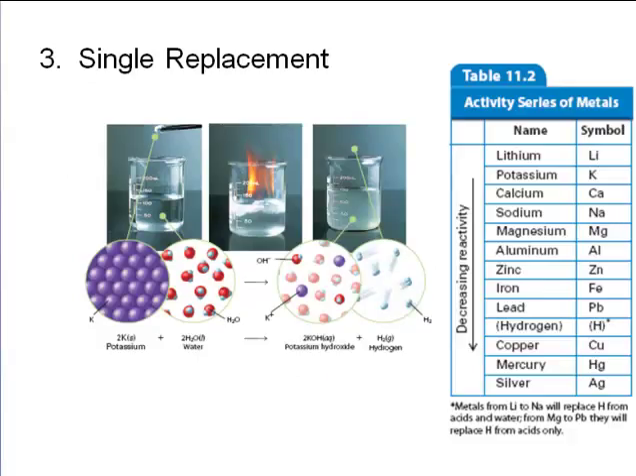Next is the single replacement reaction. Now single replacement is a little bit more difficult. Combination and decomposition are pretty straightforward, but single replacement is a tad bit different. Now, the single replacement is just that. Let's look at this. We have potassium plus water, and I'm going to write it HOH so you can see what I'm doing. It says H2O. H2O can be written as HOH.